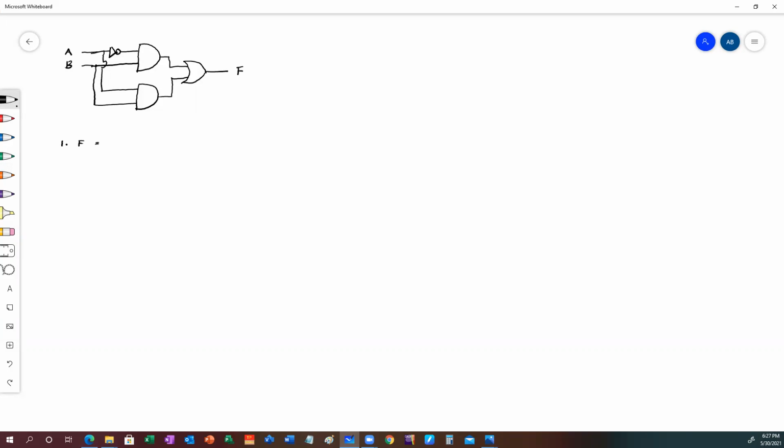Number 1, F. What is F? Number 2, truth table. Try to do it. Since there are two inputs, the truth table is easy. There are 1, 2, 3, 4, 5, 6 columns. Only 6. Right. Try to do it alone.